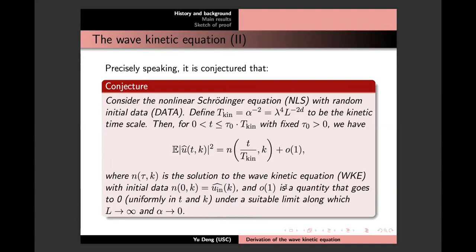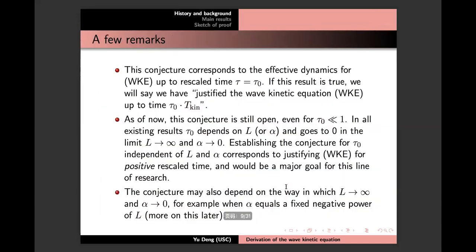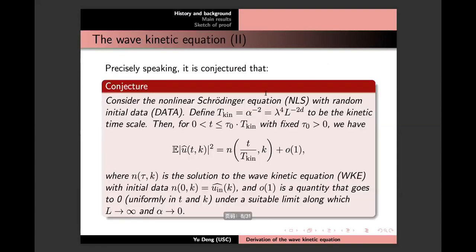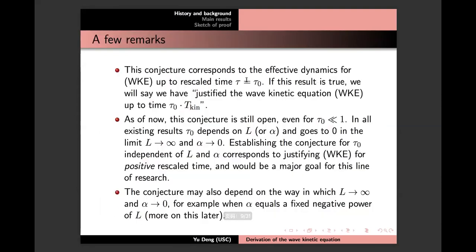Okay, so this is a big conjecture in this theory. This conjecture essentially corresponds to establishing the effective dynamics of this wave kinetic equation up to rescaled time tau equals tau 0, where we expect tau 0 to be independent of L in the limit. So we're saying that we can justify the wave kinetic equation up to this time tau 0 times the kinetic timescale.